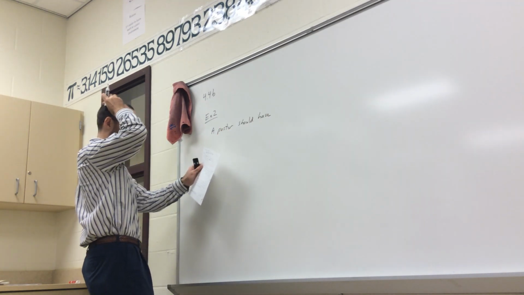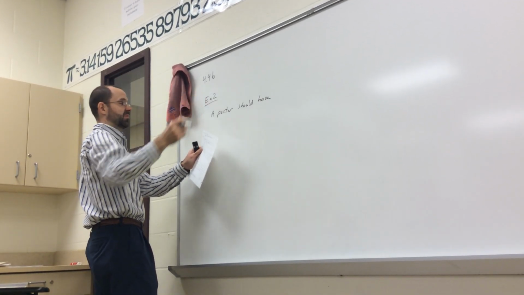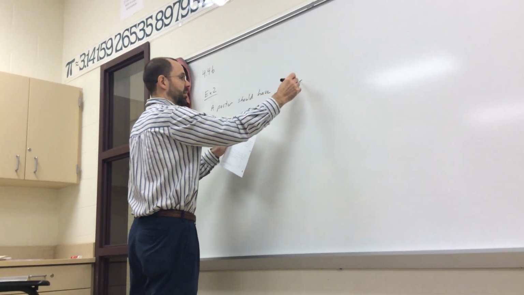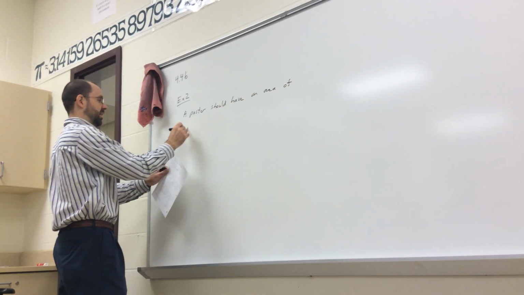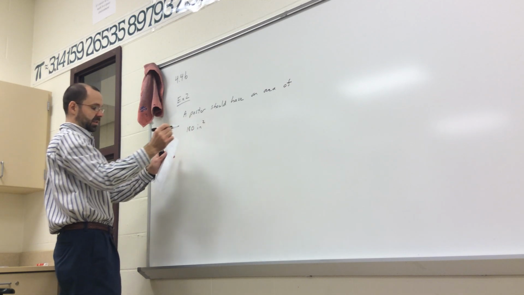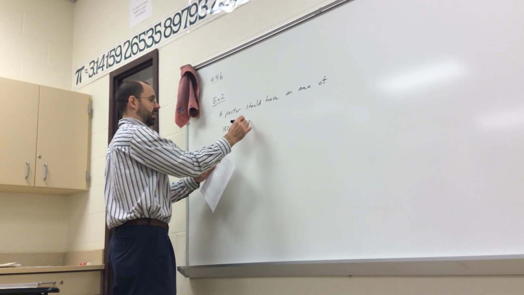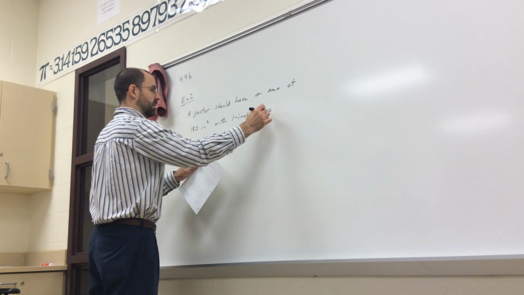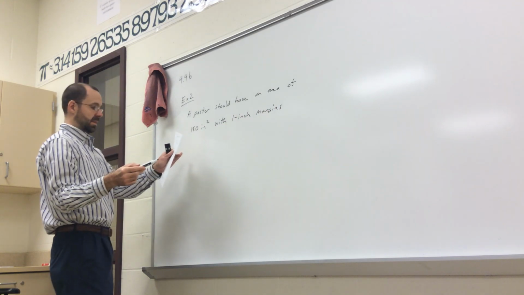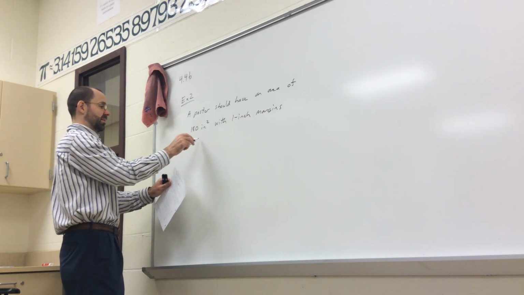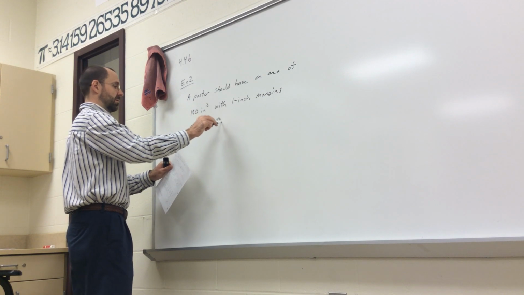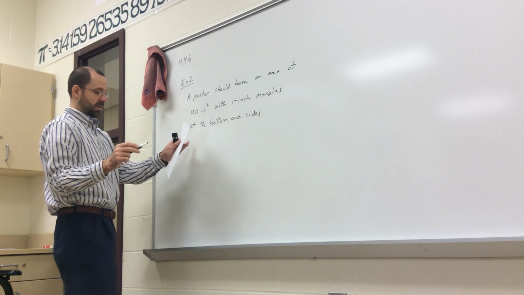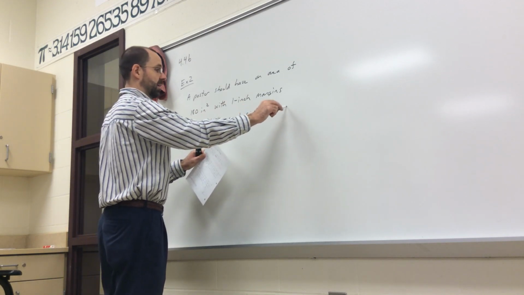So this time we're going to make a poster, and we've got some specifications that have been given to us. A poster should have an area of 180 square inches, and it's going to have 1-inch margins at the bottom and sides, and a 2-inch margin at the top.